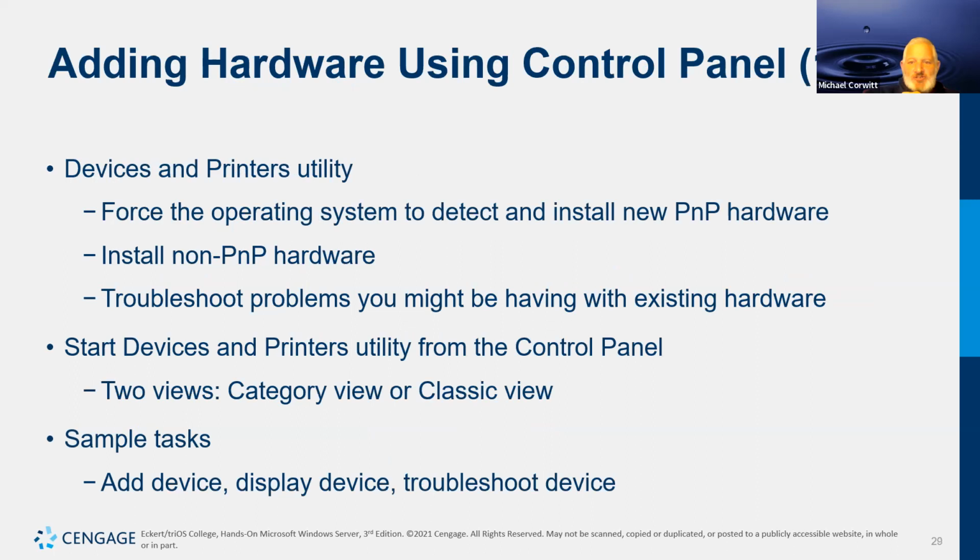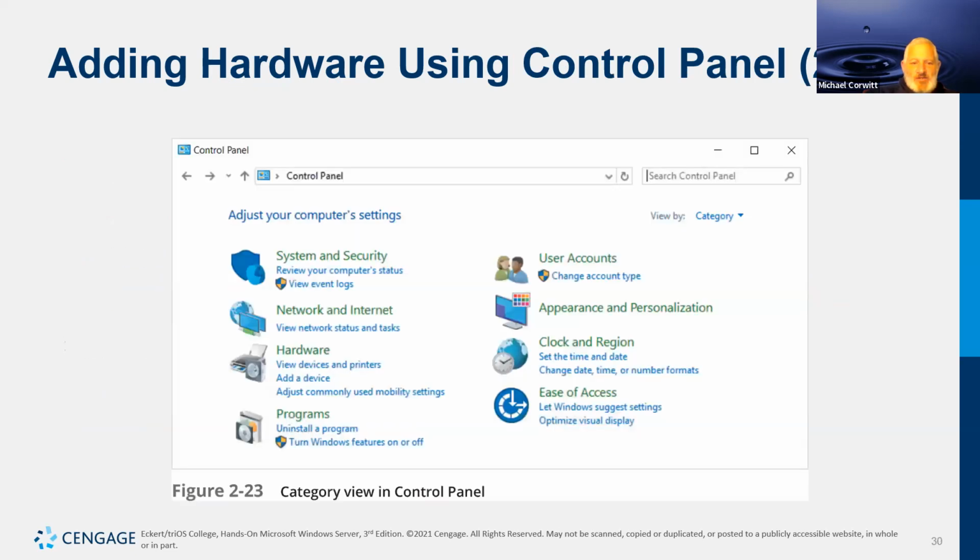Adding hardware using Control Panel. The Devices and Printers utility forces the operating system to detect new plug-and-play hardware, install non-plug-and-play hardware, and troubleshoot problems you might have with existing hardware. Start the Devices and Printers utility from the Control Panel. Two views: category view and classic view. Sample tasks: add a device, display a device, or troubleshoot a device. Okay, this is your category view in Control Panel.